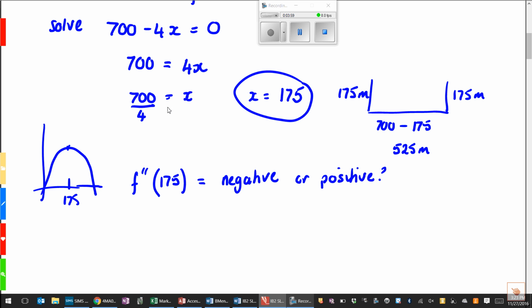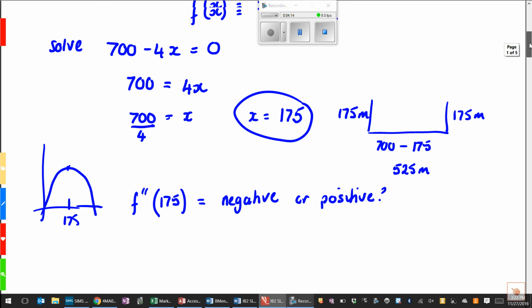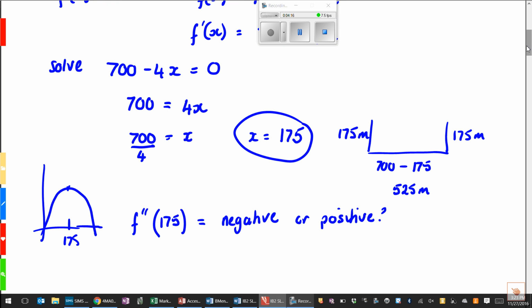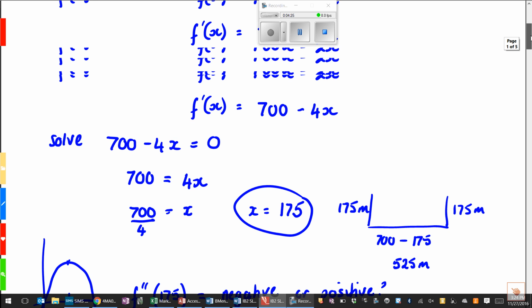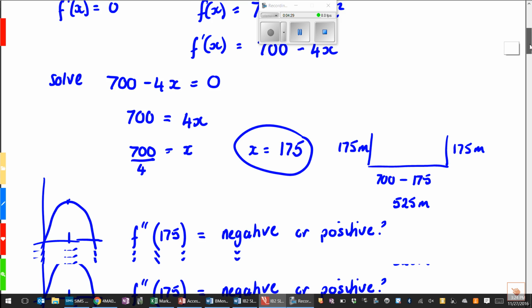Obviously again, we could just find a value either side with the first differential and decide whether it's negative, 0, positive, or negative, 0, positive, or positive, 0, negative. We've got the three different options if we were going to have to work out whether it actually is a maximum or not. I think in this case we're okay with just knowing that these are the dimensions of the field. Okay, so let's just check then.